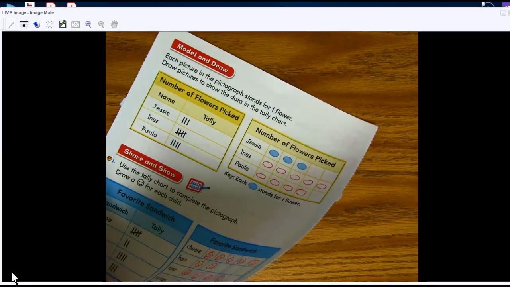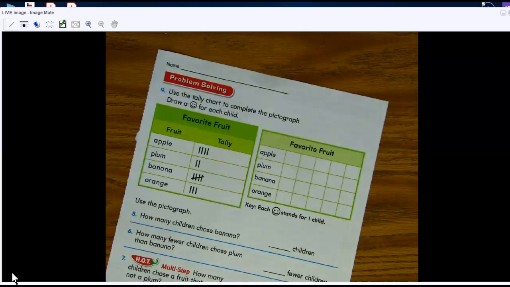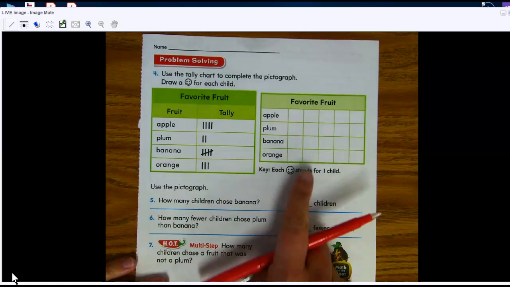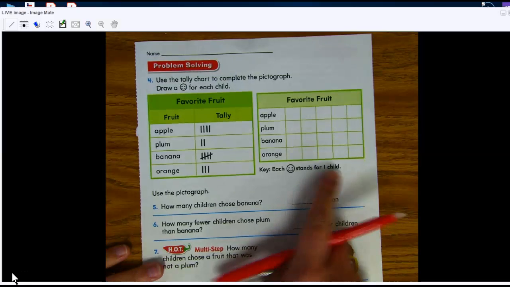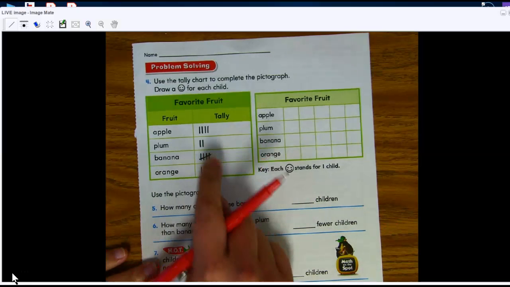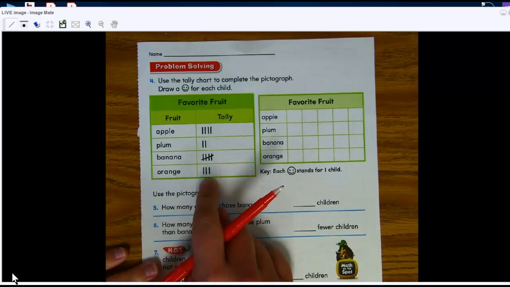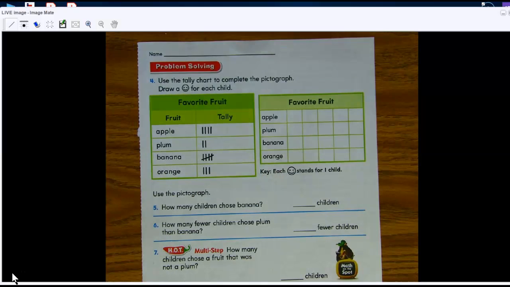Let's make another pictograph. We're going to do smiley faces again. This is favorite fruit. 1 smiley face for each child. So 4 apple, 2 plum, 5 banana, and 3 orange. Go ahead and draw your pictograph.